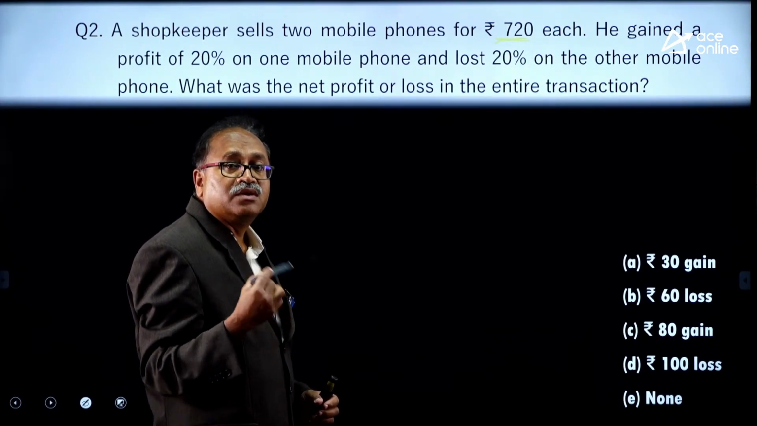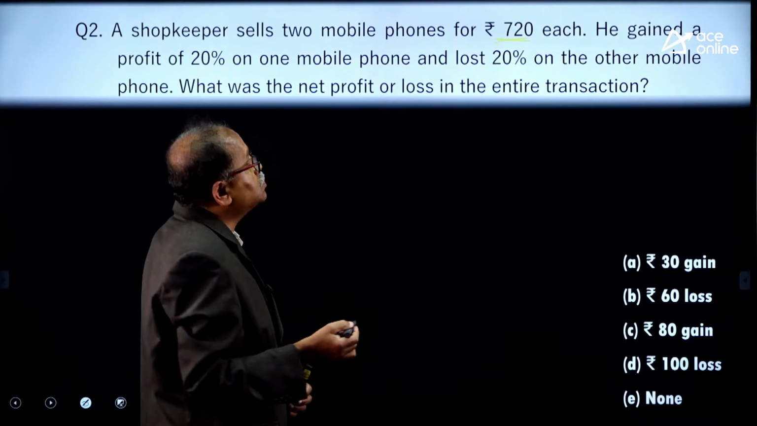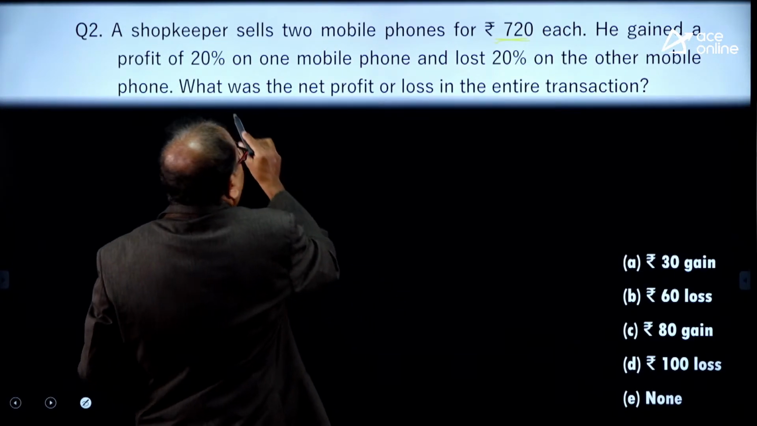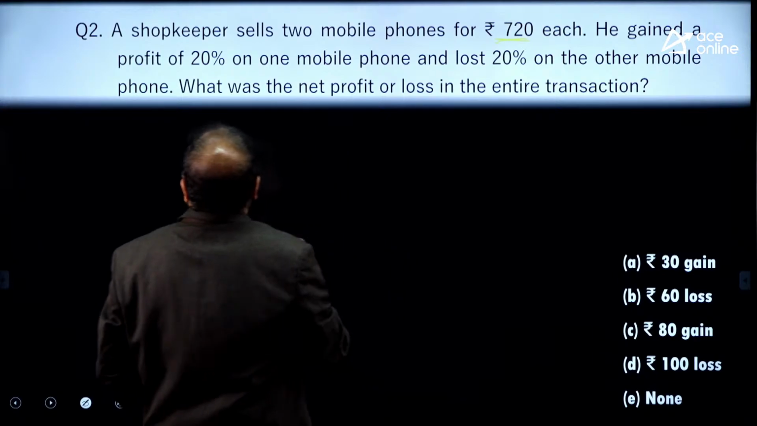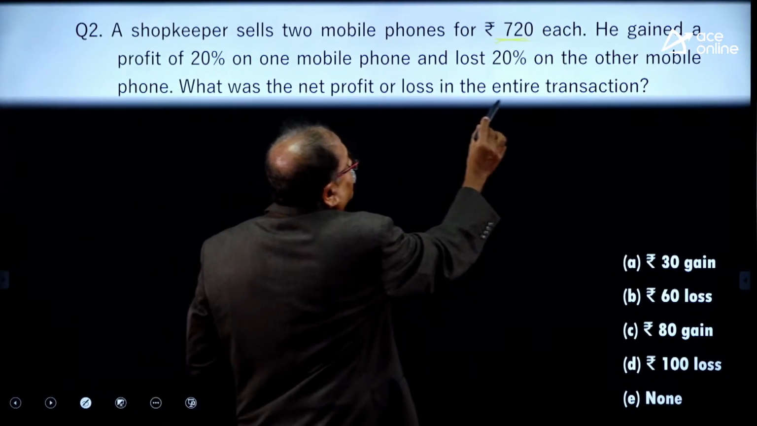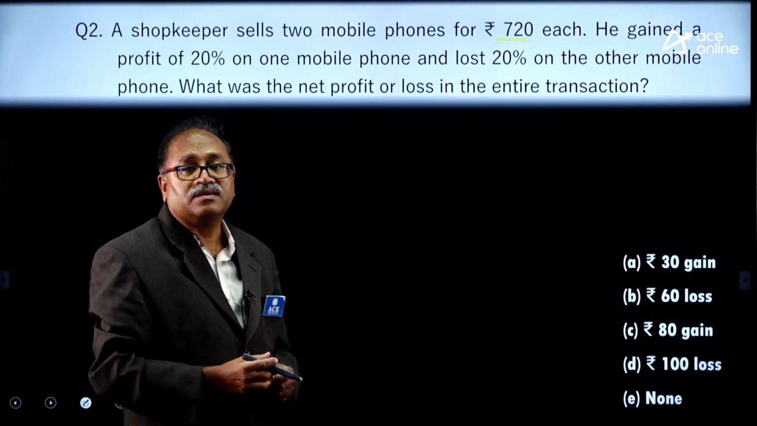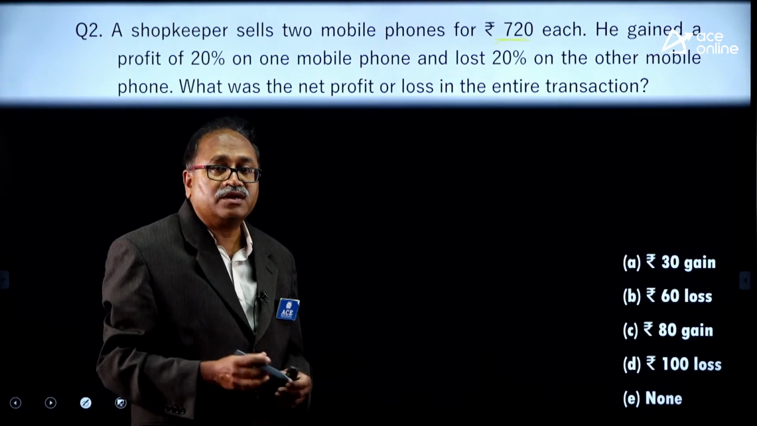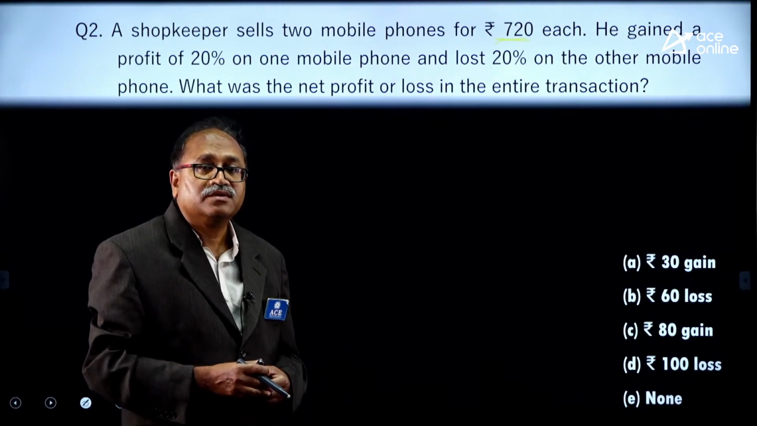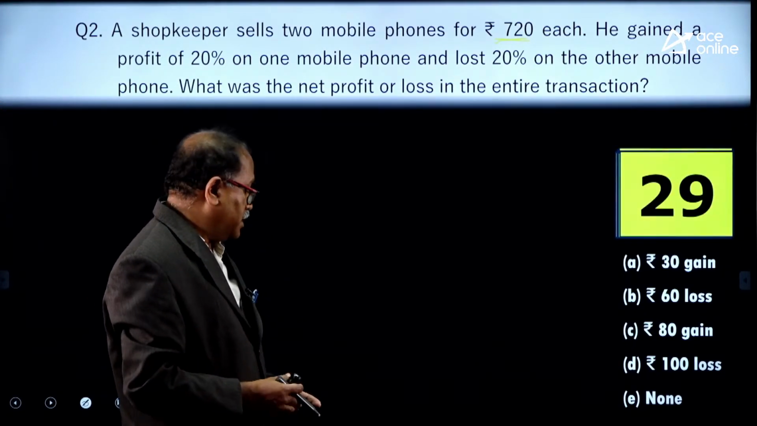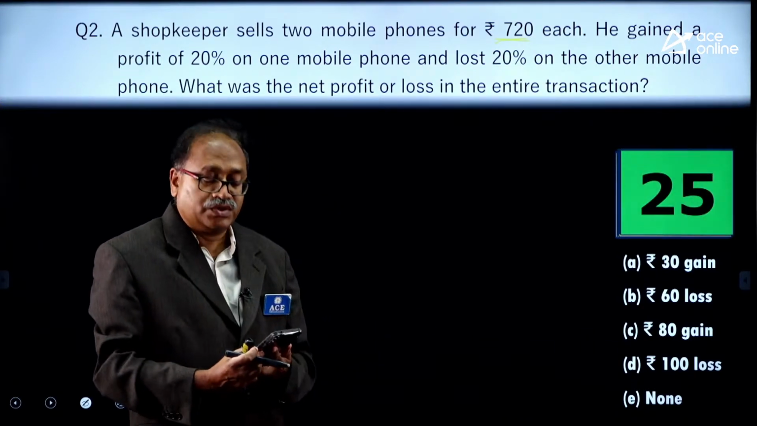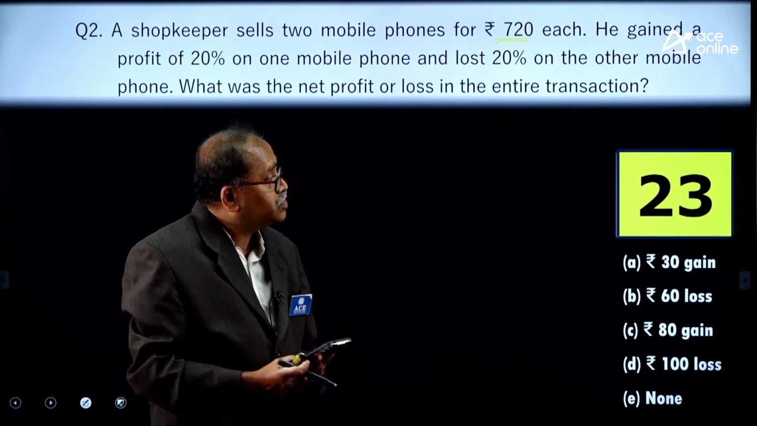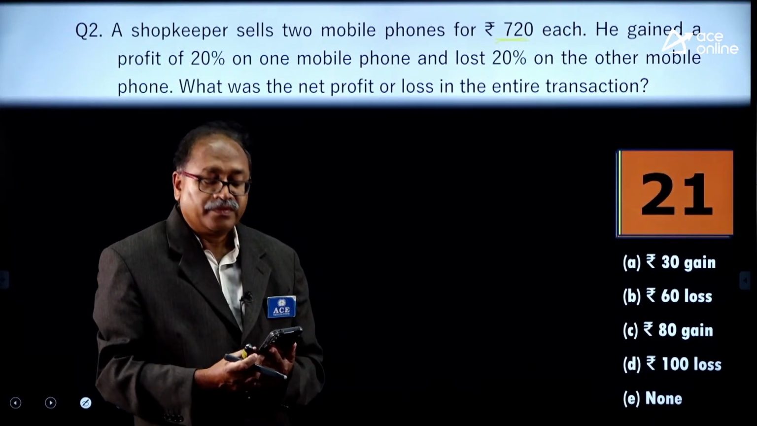The selling price 1 is equal to selling price 2. He gained 20% in one case and lost 20% in another case. So, what was the profit or loss in the entire transaction? It is a very direct formula application. Come on, take your 30 seconds and answer the question, and let me see what the response is. I am sure you can answer this question.